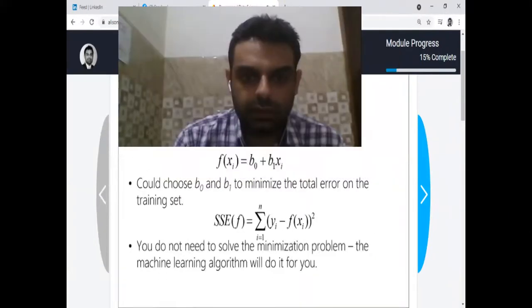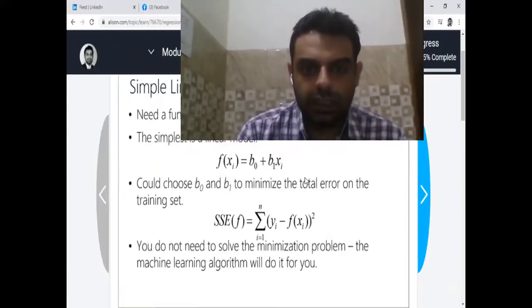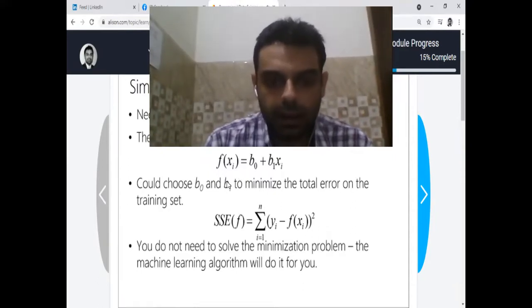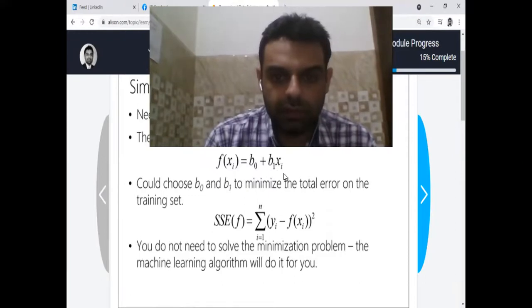So what is simple regression? Simple linear regression. This is the model for simple linear regression: f(x) is equal to b0 plus b1 times x. b0 and b1 are the coefficients and f(x) is the function that models the behavior. So y minus f(x) is the thing that we have to minimize. This is the total error, also called SSE, sum of squared errors. This is the error, this is the square term, and this is the sum.